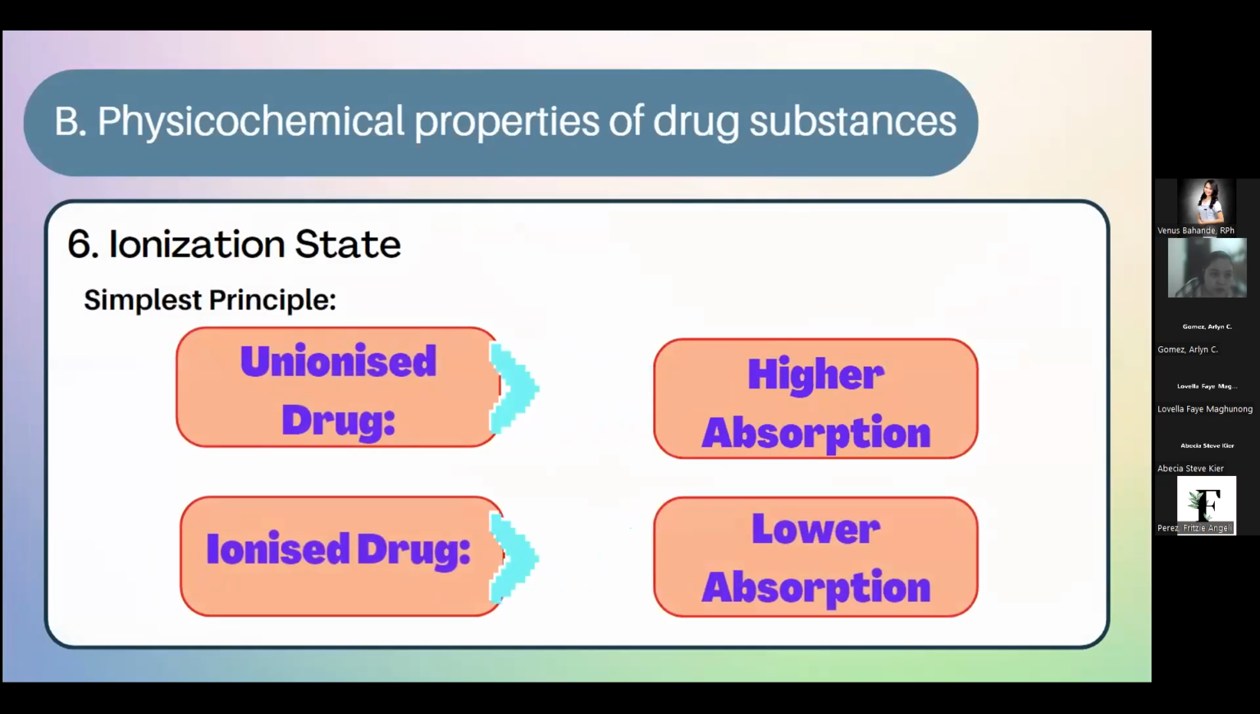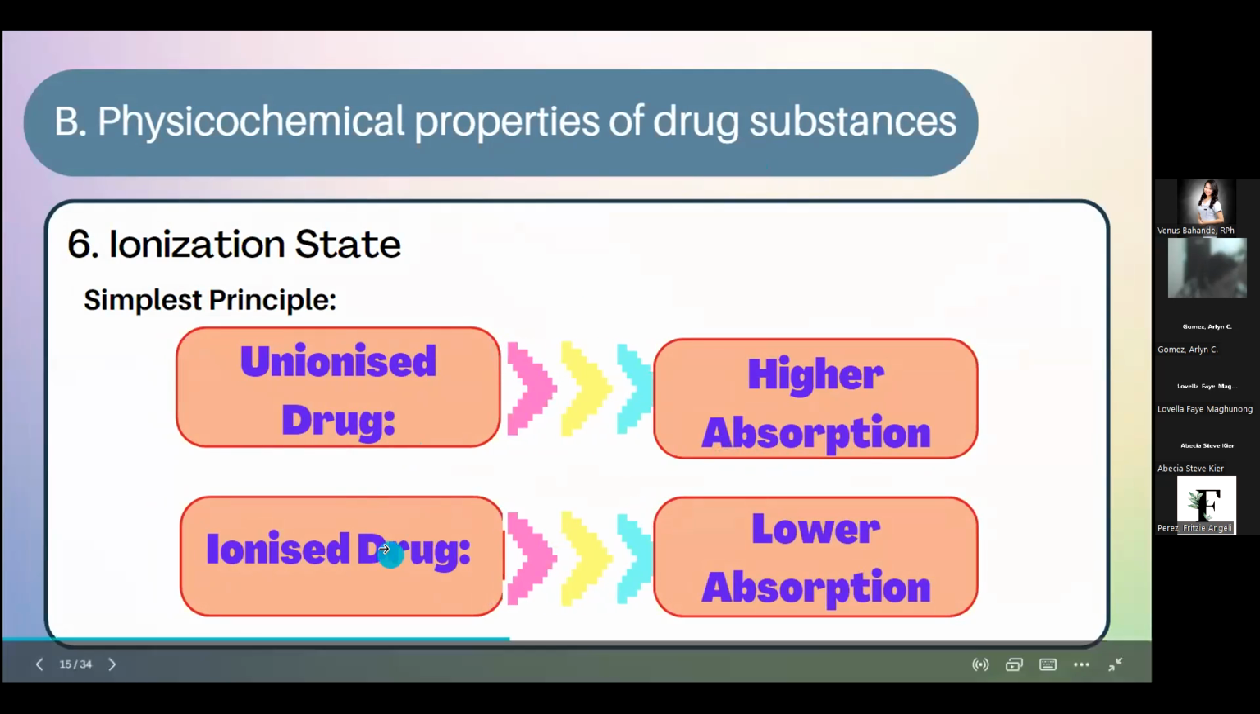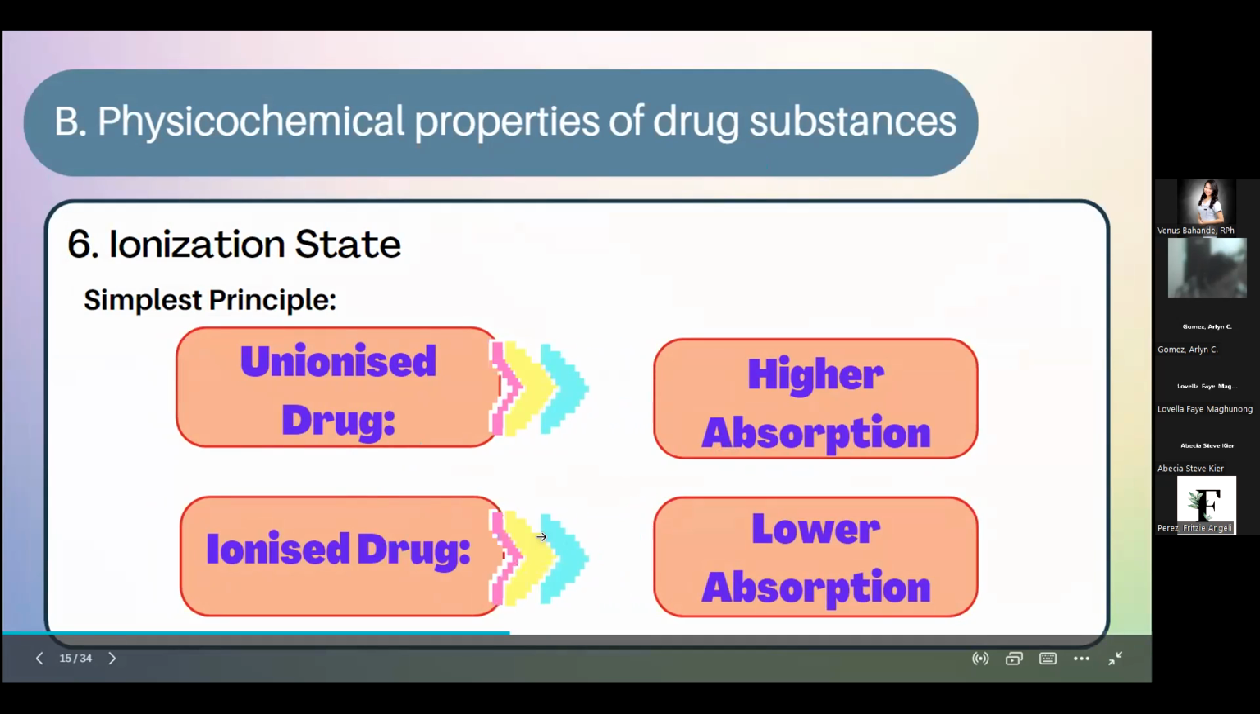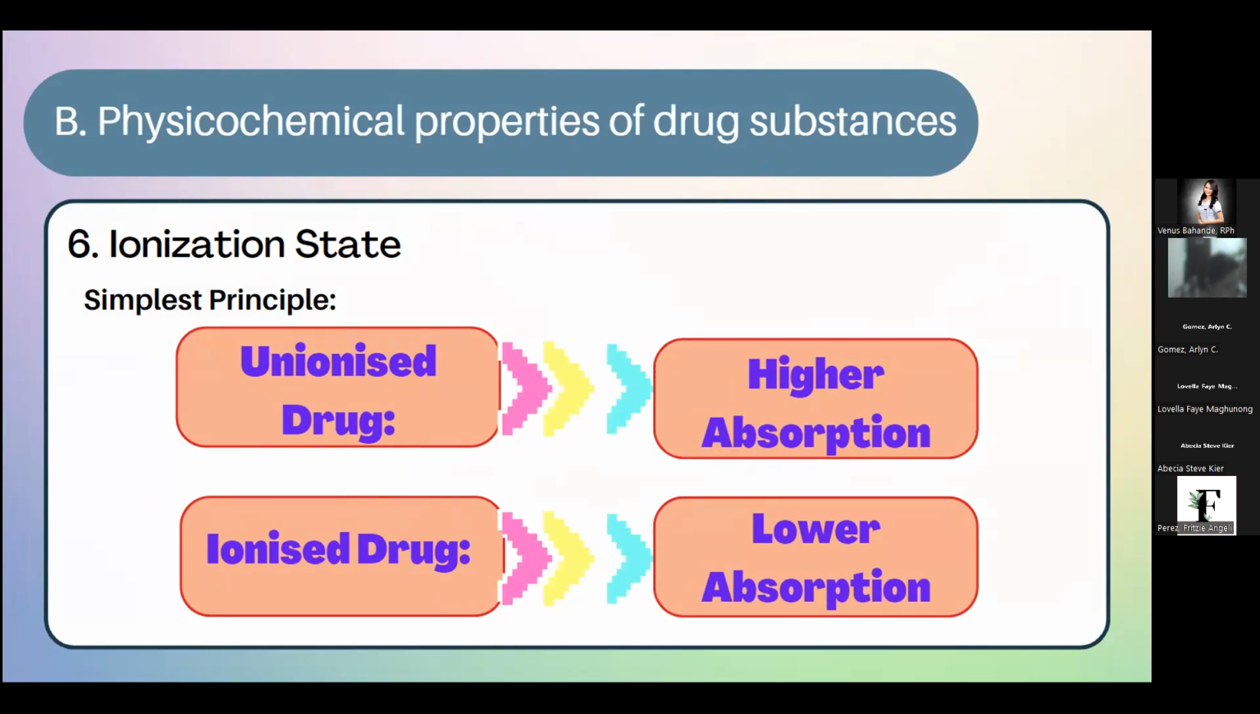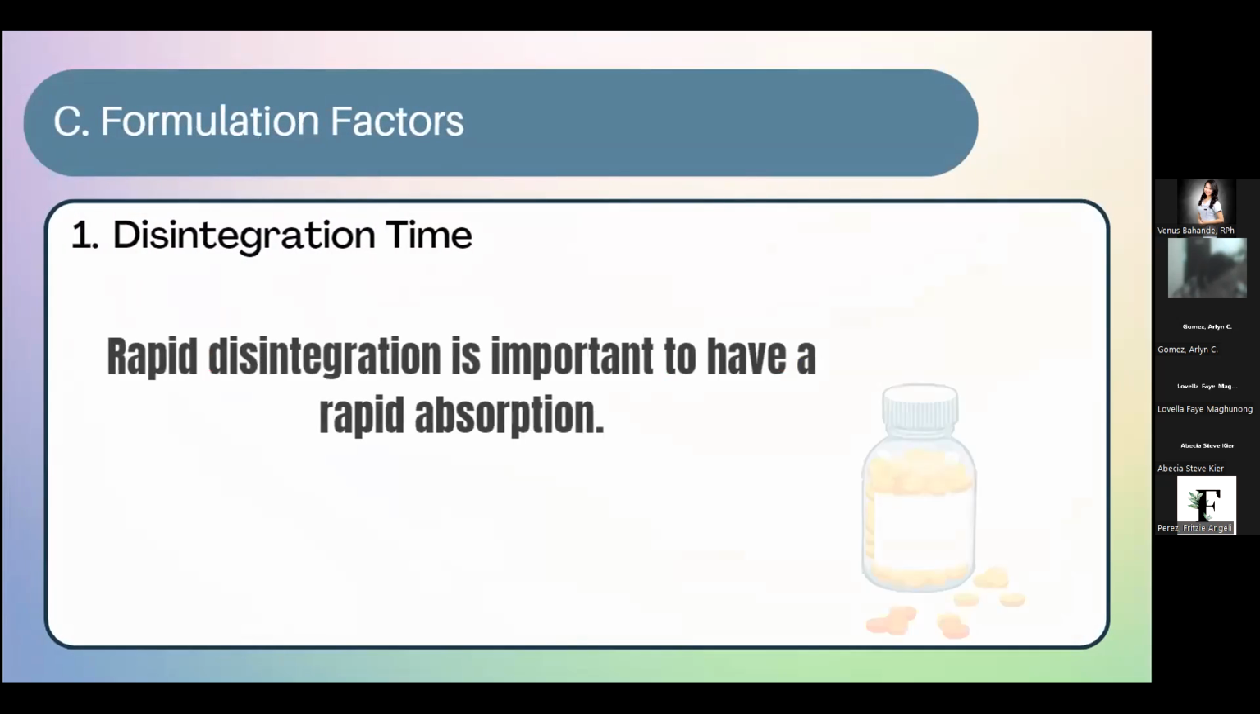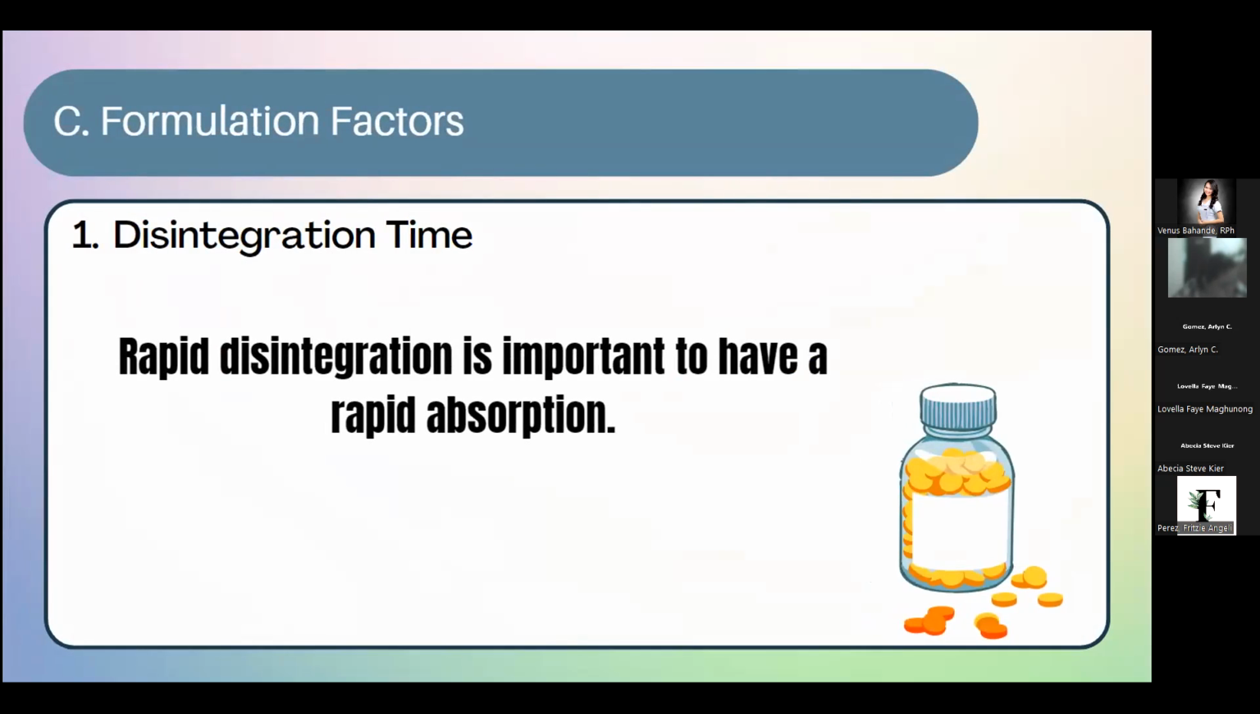And the next is the ionization state. The simplest principle of this is that the ionized drugs have higher absorption, and the unionized drugs have lower absorption. And the next is the formulation factors. One of the formulation factors is the disintegration time. When you say rapid disintegration, that is important in rapid absorption.